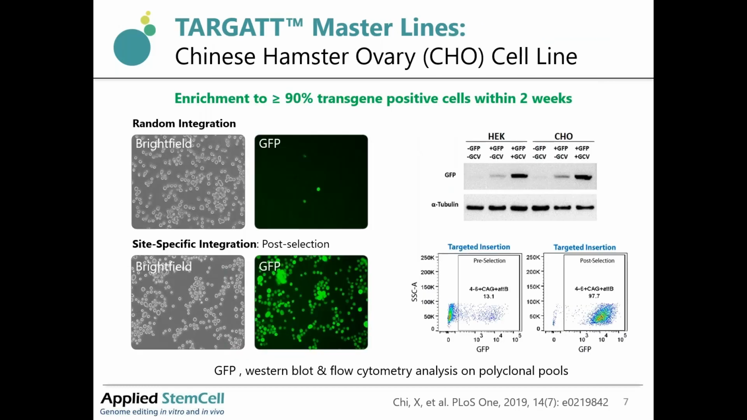So after donor DNA knock-in and drug selection, we can see here from the CHO cell lines, the GFP positive cells enrichment was achieved with up to 90% in 2 weeks. This is confirmed by fluorescent microscopy by comparing the random insertion and the site-specific insertion. And FACS analysis shows the integrase efficiency is up to 13% before GCV selection and 97% after GCV selection.